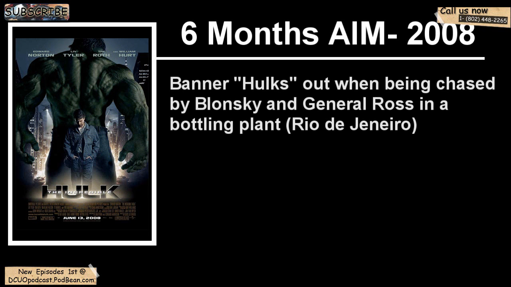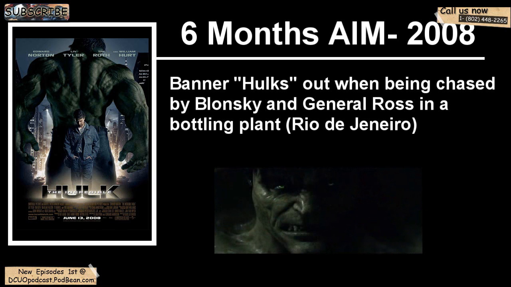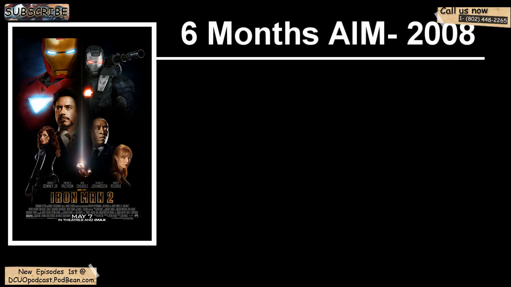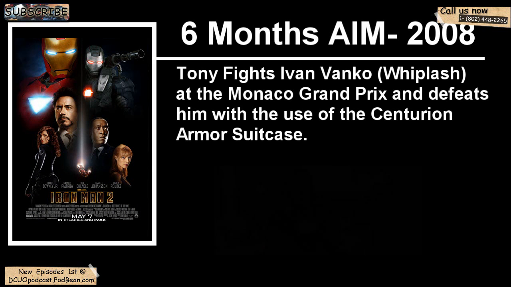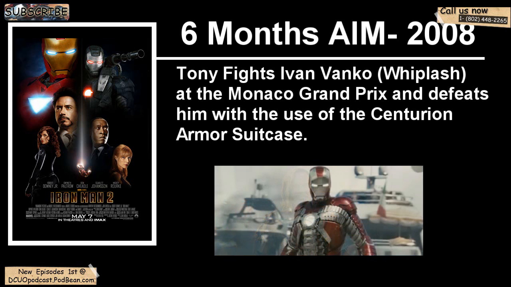And then 6 months after Iron Man 1, Bruce Banner is hiding out in Rio de Janeiro, and Blonsky and General Ross find his location due to the bottling plant incident. At that same time, Tony Stark ends up fighting Ivan Vanko, aka Whiplash, at the Monaco Grand Prix. He defeats him using the Centurion armor suitcase.